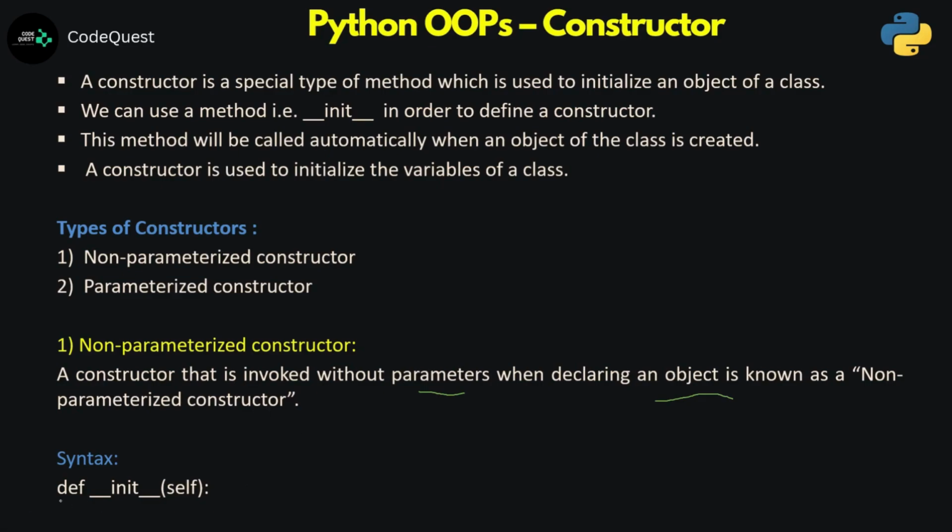So we start with def, as usual, as we do for a method. The same is to be done for a constructor also, because a constructor is also a method. Now we start with double underscore init double underscore, and we use this self.